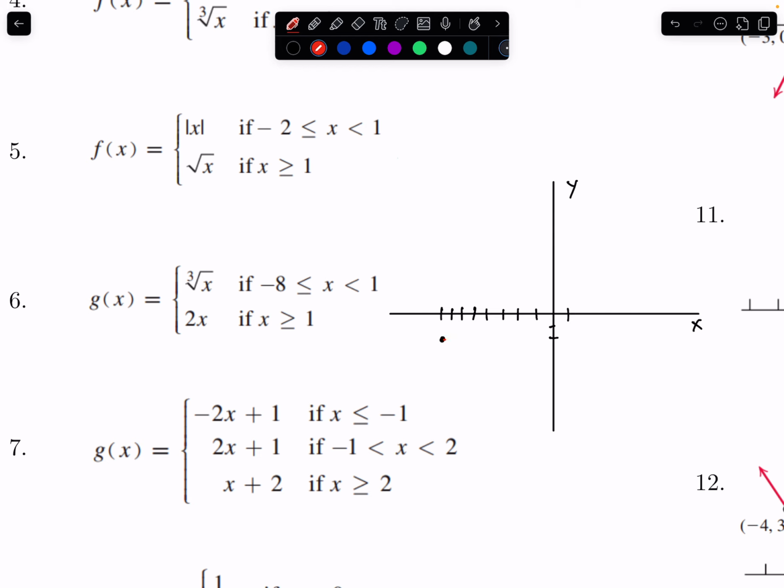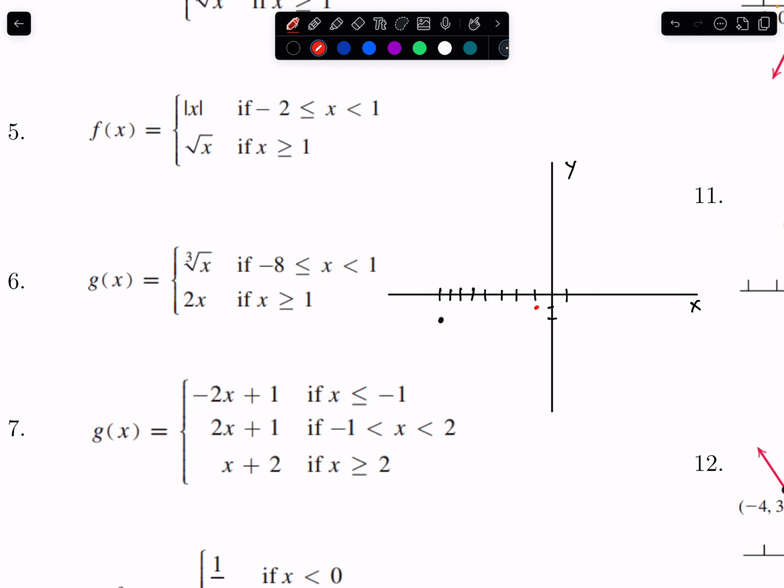Okay, so finite graph here. Don't go past -8. The cube root should pass through -1, -1, and 1, 1, except at a circle because it's not including that point. So it looks something like this, right? That's the cube root portion.